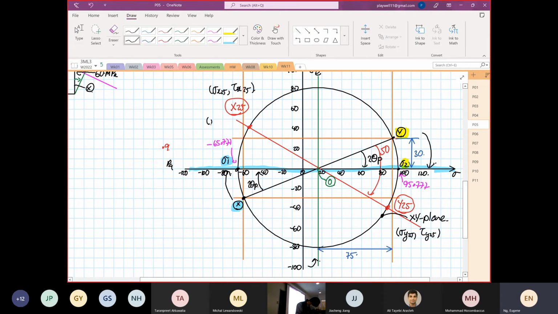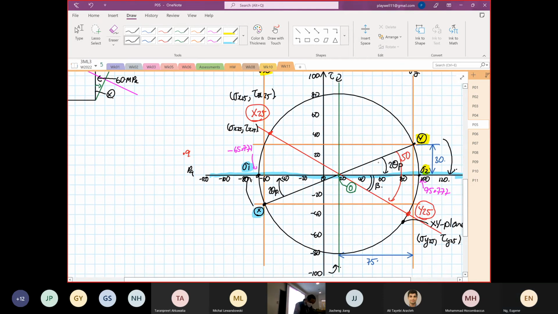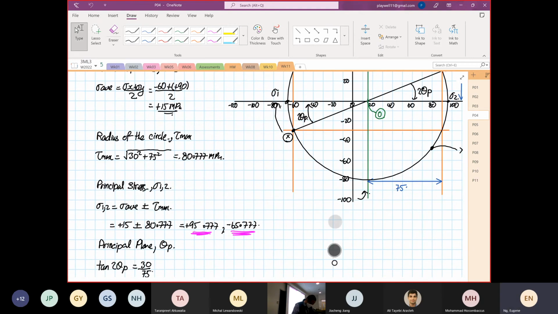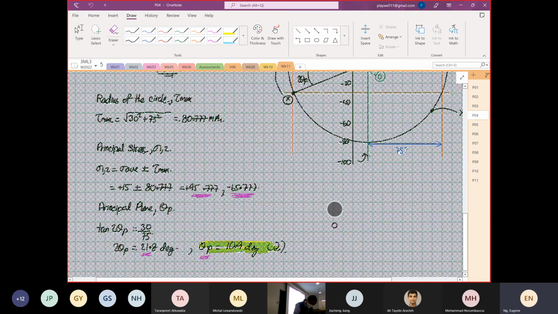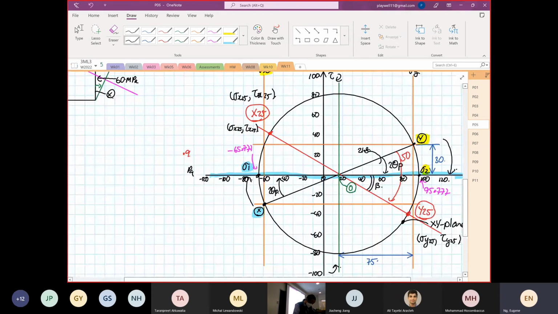So this is our stress X25, our shear X25. Okay. So now we want to determine our angle over here. This angle is known as our beta angle. It's easy to determine the beta angle. 2 theta p, we determined before it was what? It was 21.8. Okay, so this is 21.8.